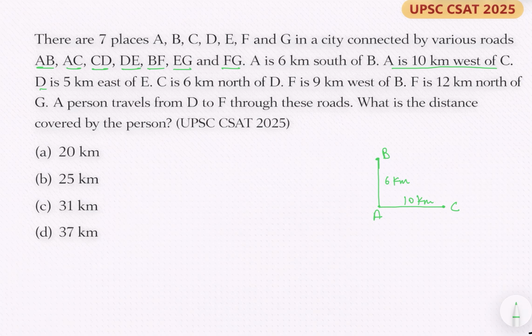Next we are given, D is 5 km east of E. We do not have points E and D right now. C is 6 km north of D. And D is south of C.